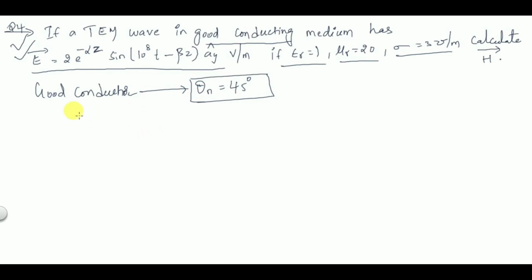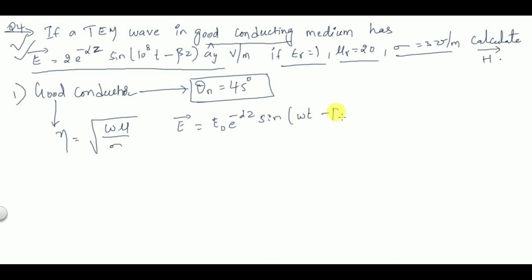Also when the medium is a good conductor, what is the value of eta? The eta formula is the square root of omega mu by sigma. So all these you have to remember. As I have told you, each and every property and characteristic for each and every type of medium you have to remember. So if E bar is E naught e power minus alpha z sine of omega t minus beta z, ay cap volt per meter, what will H bar be?